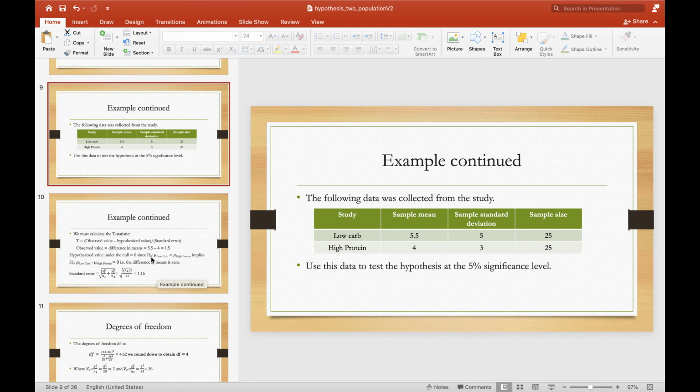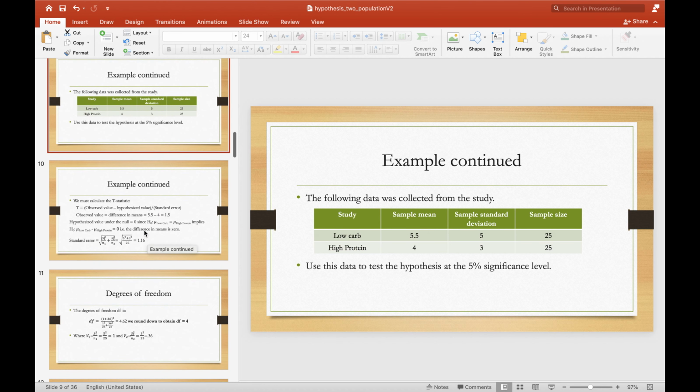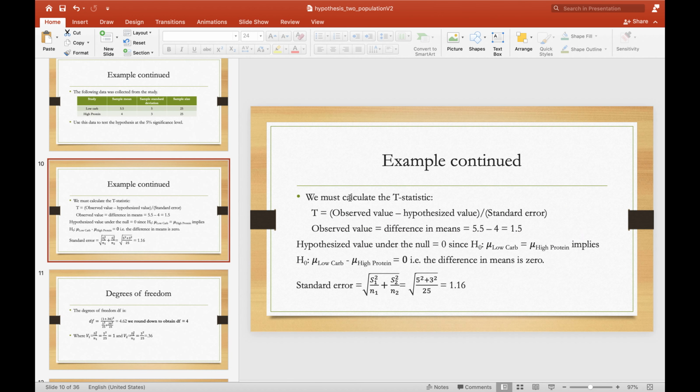Okay, so let's begin by testing this hypothesis. We calculate our t-statistic, which is the observed value minus the hypothesized value, and we need to divide by our standard error. So the observed value, that's just the difference in means, that's 1.5 pounds. Our hypothesized value under the null is 0, as we said. Okay, and our standard error we calculate in this way.